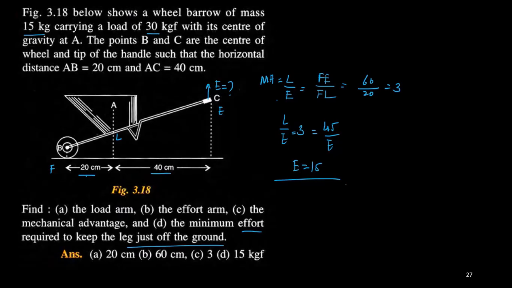Understood? So this is the minimum amount of force that you want to apply at the effort side so that the load can be lifted. What is the total load? 15 kg is the entire mass of the wheelbarrow, and along with that, it is carrying something. That mass is 30. So you have to add these two numbers. So that much load you have to lift. That is 45. Correspondingly, you are applying E.